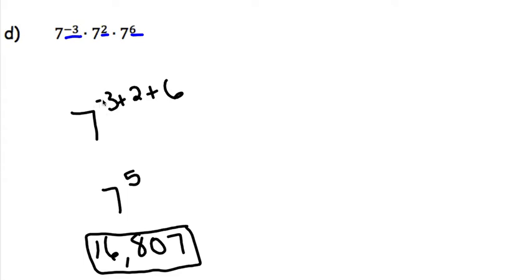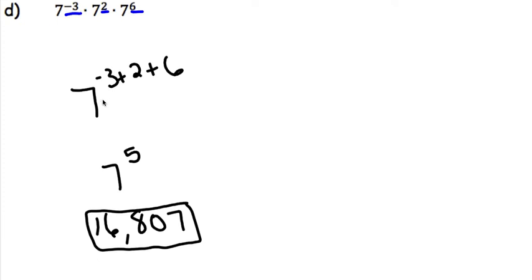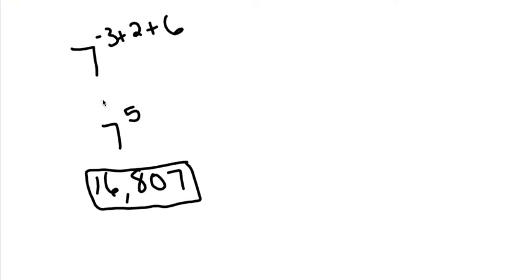Negative 3 plus 2 is negative 1. Negative 1 plus 6 is 5, so we have 7 to the 5th power, or 16,807. They're both the same. And if all we're doing is showing the exponent rule, this would be sufficient. You wouldn't have to do any more than that.